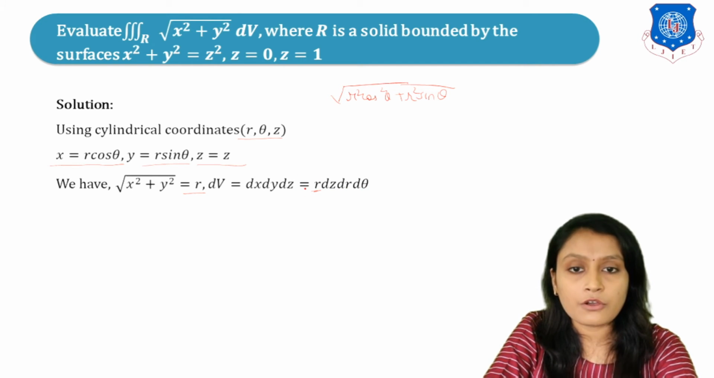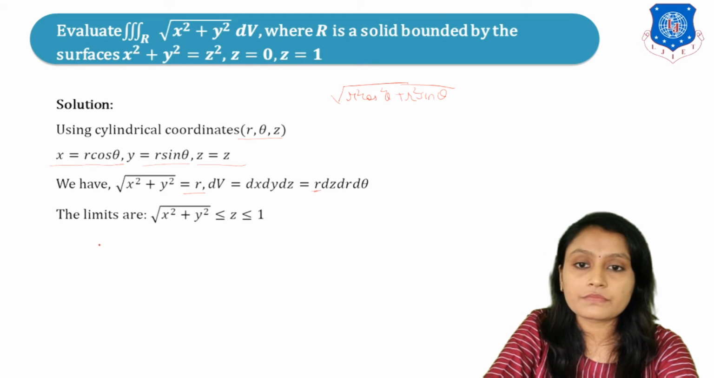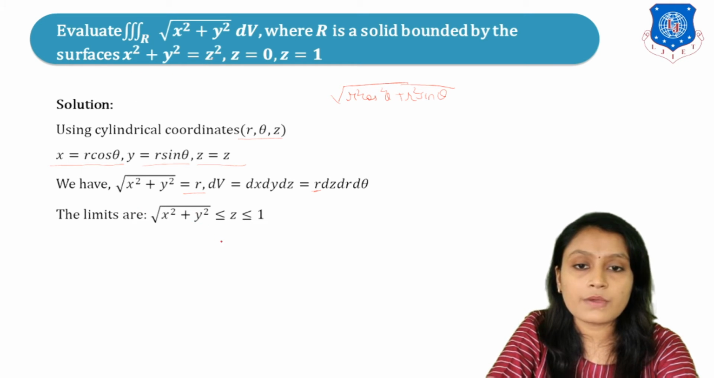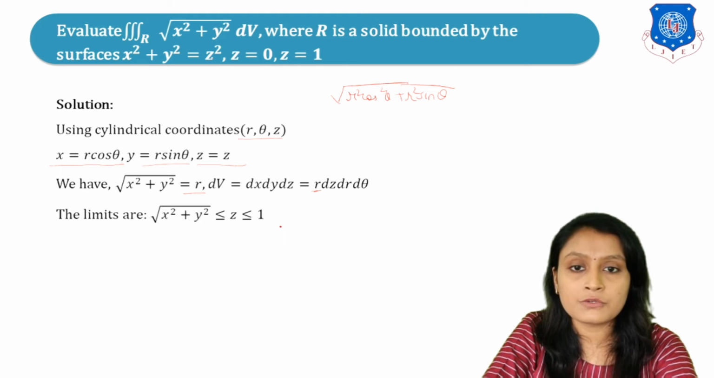R is the Jacobian. Now the limits. So the limits of z will be what? From under root of x square plus y square to 1 from here. Take under root over here, so you will get under root x square plus y square less than or equal to z less than or equal to 1.